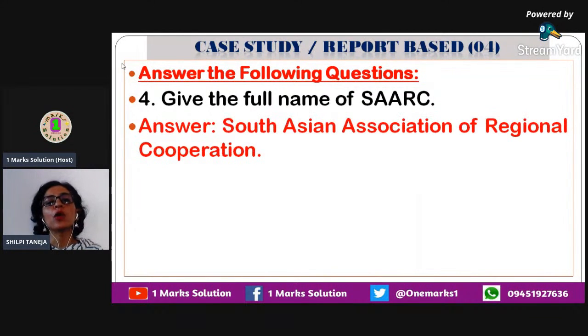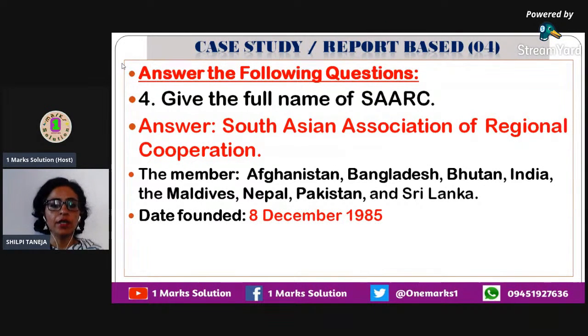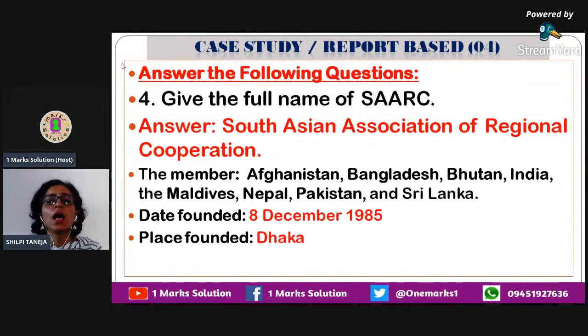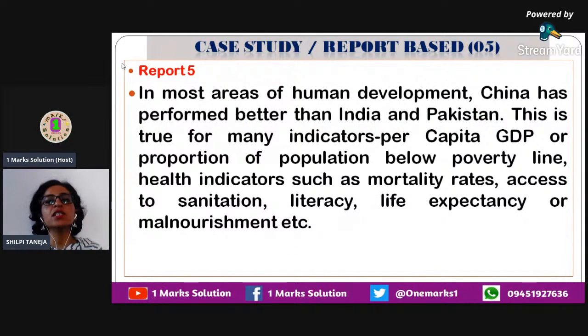Now give the full form of SAARC. This is South Asian Association for Regional Cooperation, where the member countries are Afghanistan, Bangladesh, Bhutan, India, Maldives, Nepal, Pakistan and Sri Lanka. So you can easily learn the neighbor countries' names. It was founded on 8th December 1985 in Dhaka. Although it was not asked in the question, it was just to make things clear, right?